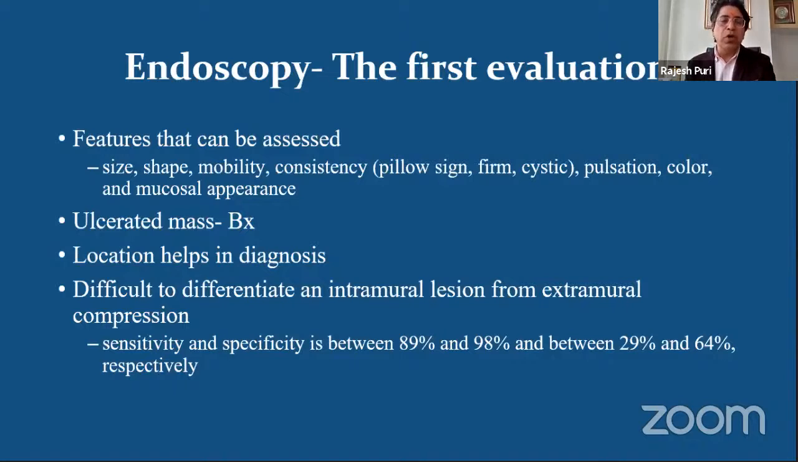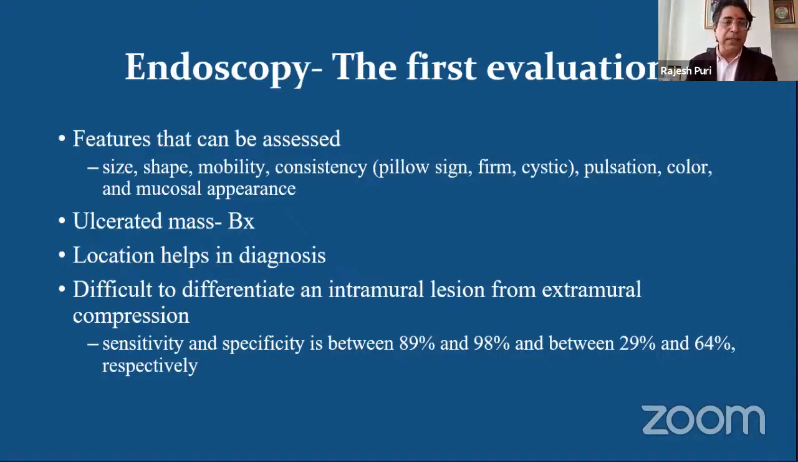On endoscopy, you can roughly assess if a significant intraluminal component is there. Then you can assess the size of the lesion. If there is no intraluminal component, if they are intramural or extramural, then it is difficult to assess the size on endoscopy. Shape can be assessed if there is an intraluminal component. Mobility can be assessed. Consistency, by poking with the biopsy forceps, and pulsation over it, color, and the mucosal appearance sometimes give an idea about the subepithelial lesions.